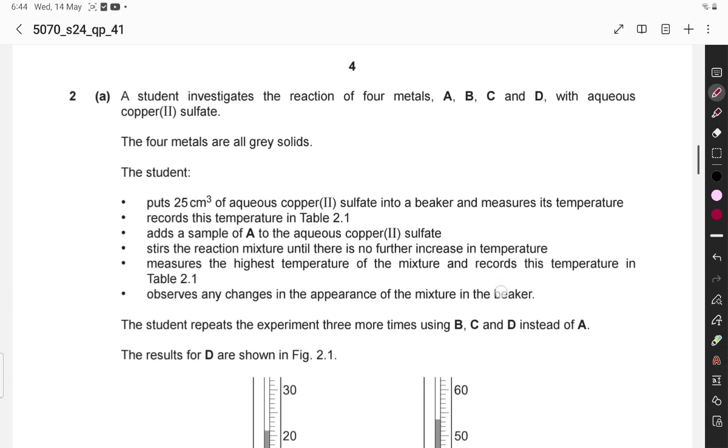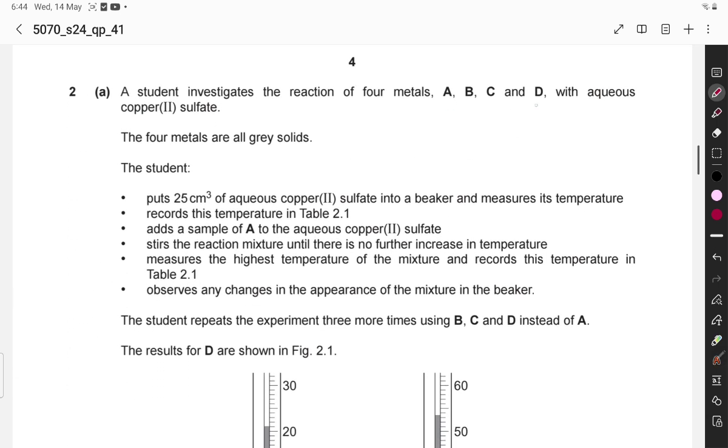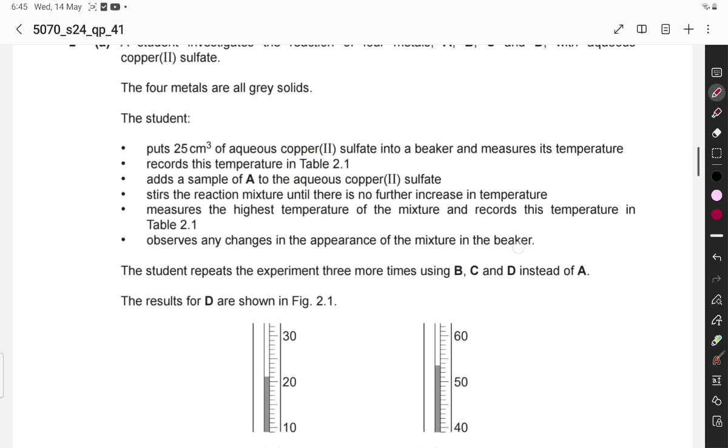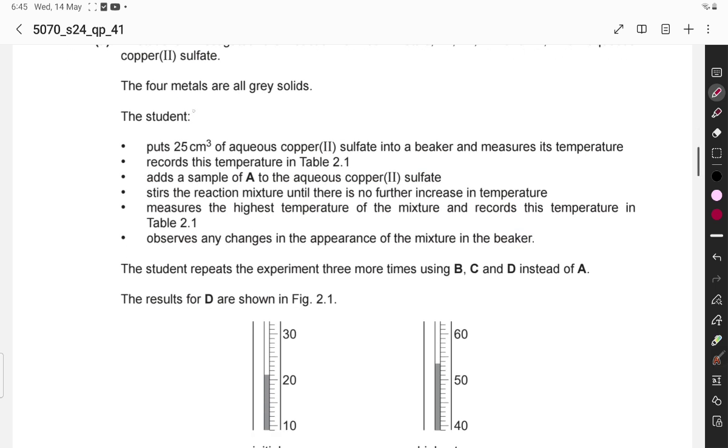Question 2. A student investigates the reaction of 4 metals A, B, C and D with aqueous copper(II) sulfate. The 4 metals are all gray solids. The student puts 25 cm³ of aqueous copper(II) sulfate into a beaker and measures its temperature. Record this temperature in table 2.1. Add a sample of A to the aqueous copper(II) sulfate.